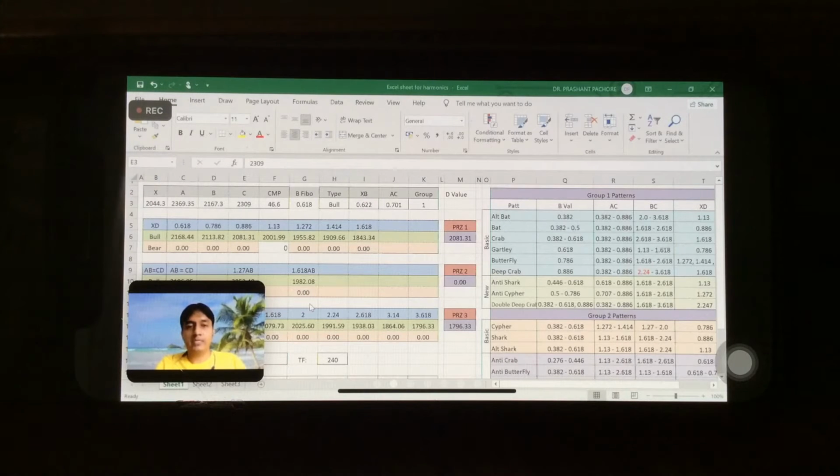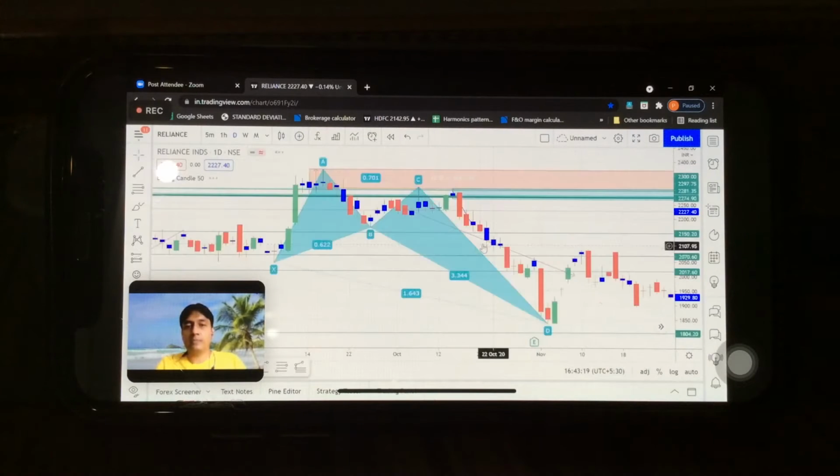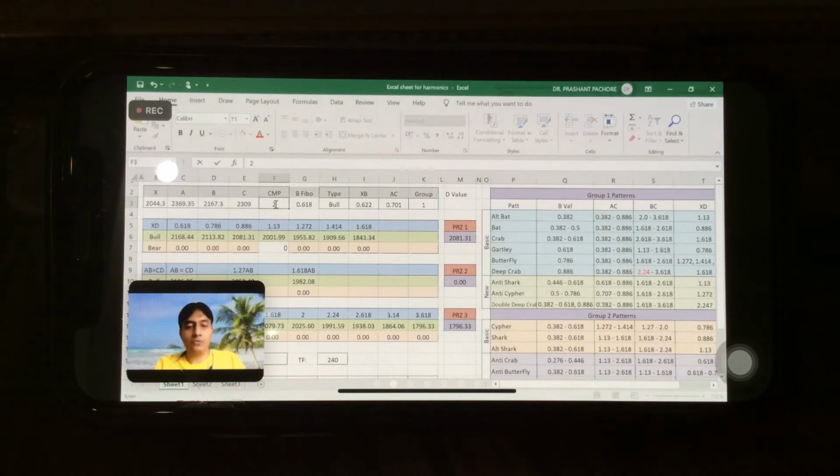So current market price, let's consider it's around 2125. Okay. So this is current X, A, B, C, D. Right? X, A, B, C. We want to find the D point. Current market price we have input. So now it's showing me B FIBO is near 0.61.